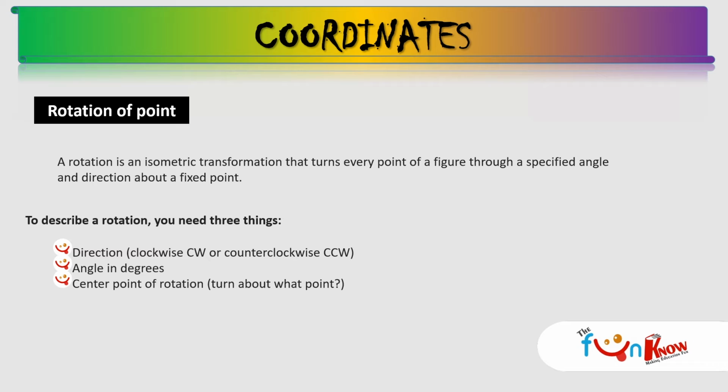Second thing, students, whenever someone tells you there is a rotation of a point, the second thing which should come to your mind is what is the angle in degrees. Is the rotation of that point 90 degrees, 180 degrees, 270 degrees, or whichever degree it is? For rotation, the angle in degrees is compulsory. Next, the third important point is what is the center point, or the fixed point, about which the rotation will happen.